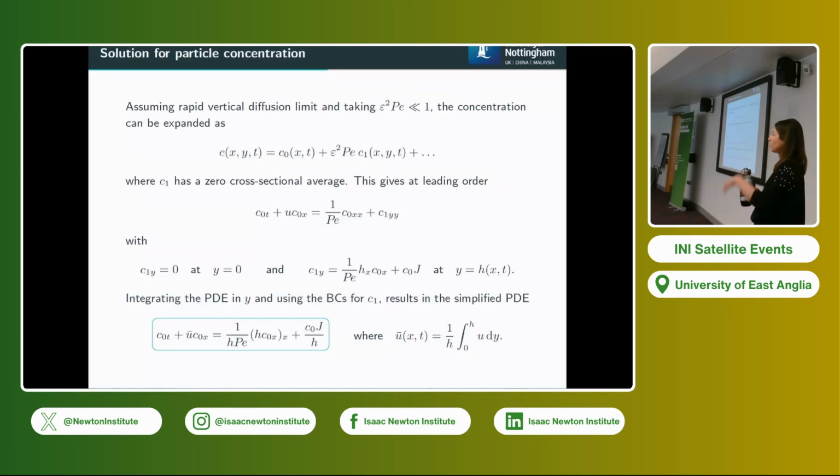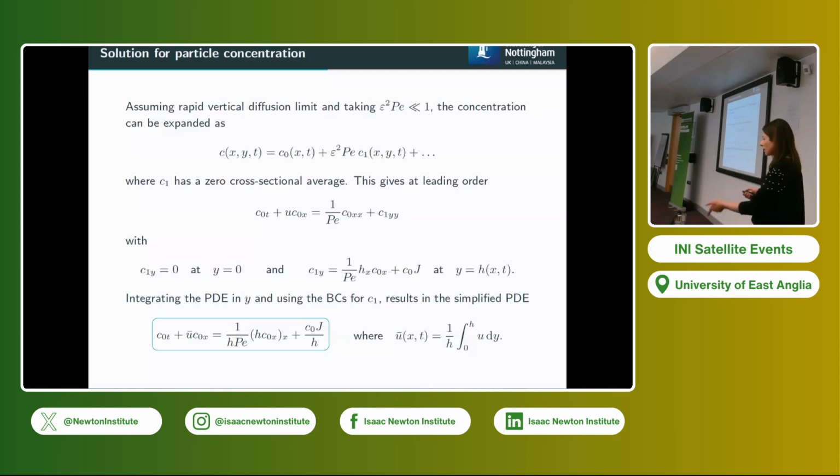We can then go back to our governing equations, and we can slowly start solving one by one to obtain the lubrication equation. We start with the particle concentration, and here it's a well-known assumption when you have a lubrication flow, like a thin film. You assume a rapid vertical diffusion of the particles. Essentially, the assumption is that epsilon squared times the Peclet number is very small, and this allows us to expand the concentration of particles in this form, where the leading order term is independent of the vertical variation. So the first term is only a function of x and t.